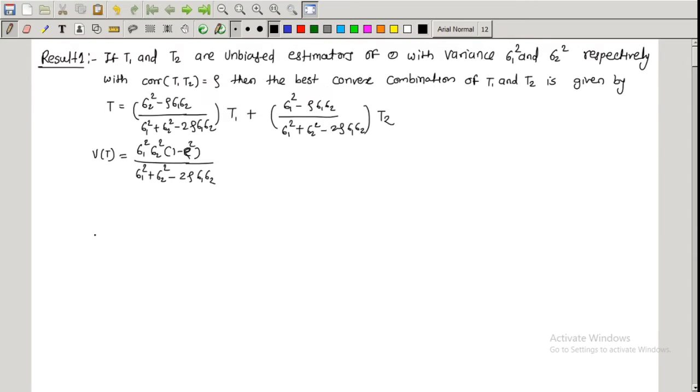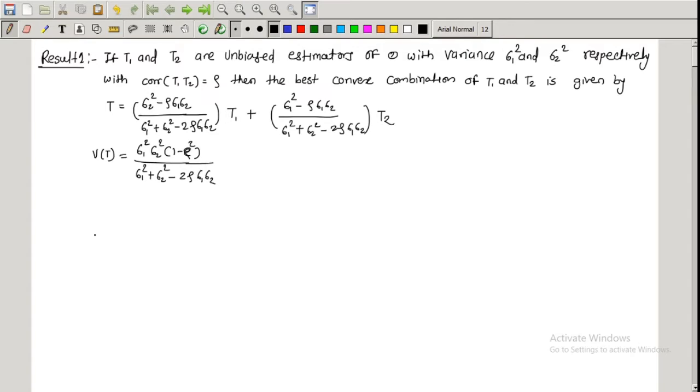Result 1: if T1 and T2 are unbiased estimators of theta with variance sigma 1 square and sigma 2 square respectively, with correlation coefficient between T1 and T2 being rho, then the best convex combination of T1 and T2 is given by T is equal to A into T1 plus 1 minus A into T2, where A is sigma 2 square minus rho sigma 1 sigma 2 divided by sigma 1 square plus sigma 2 square minus 2 times rho sigma 1 sigma 2, and 1 minus A is sigma 1 square minus rho sigma 1 sigma 2 divided by the same denominator.